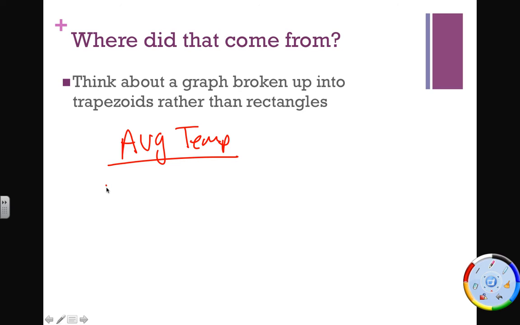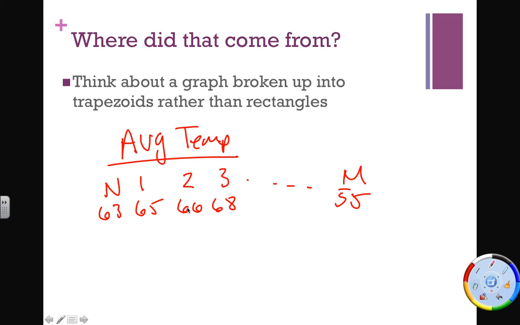So noon, it's 63. At 1 o'clock, it's 65. At 2 o'clock, it's 66. At 3 o'clock, it's 68. And so on and so forth out to midnight, where it's 55 degrees. And what they're actually asking is the average value. Well, average value is given by 1 over b minus a, integral from a to b of f of x dx.